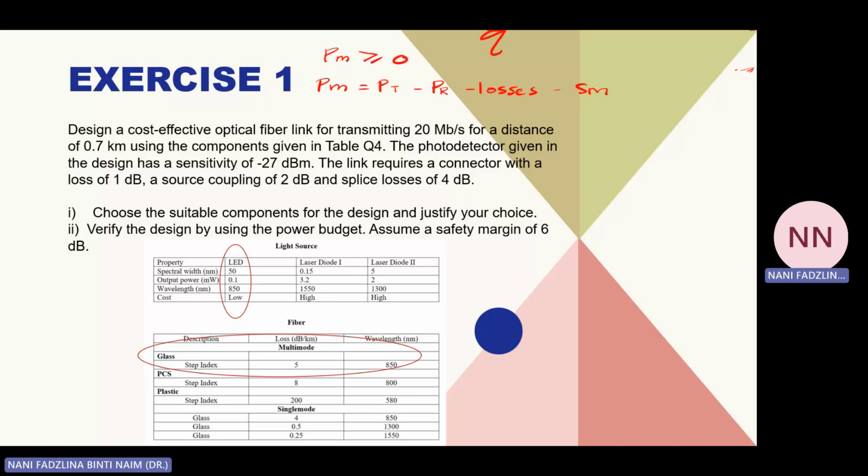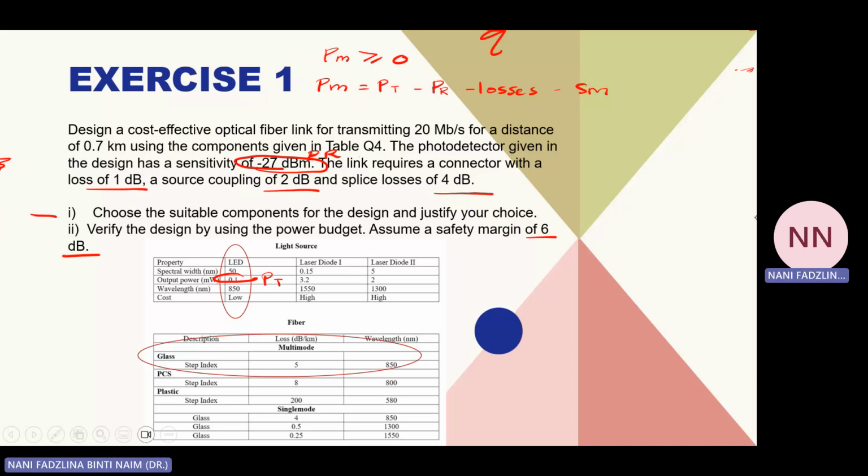Okay, so in this case, our power transmit is from the light source, which is 0.1 milliwatt. So this is our power transmit. Our power received is actually the photodetector sensitivity, which is negative 27 dBm. So this is our power received. The losses are the connector loss, which is 1 dB, which is here. The source coupling loss 2 dB, the splice loss 4 dB. The safety margin is 6 dB.